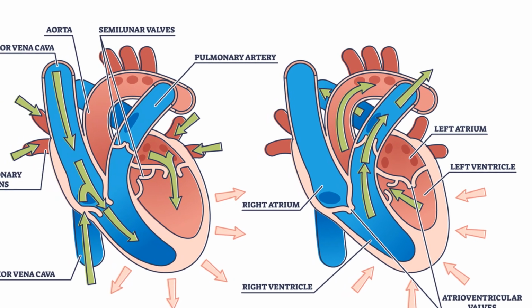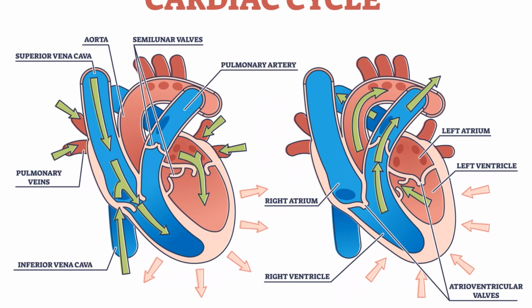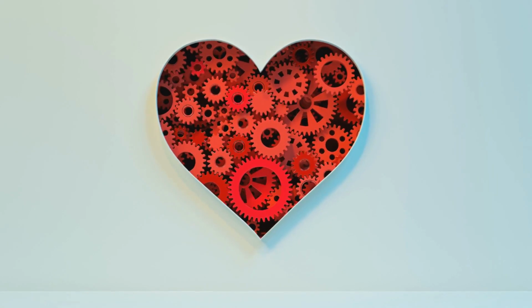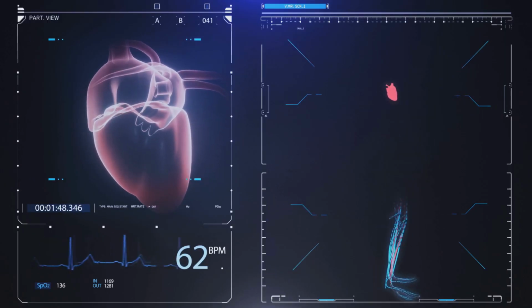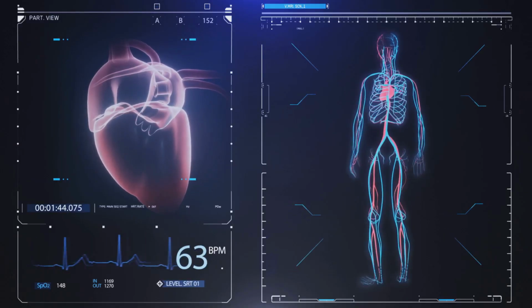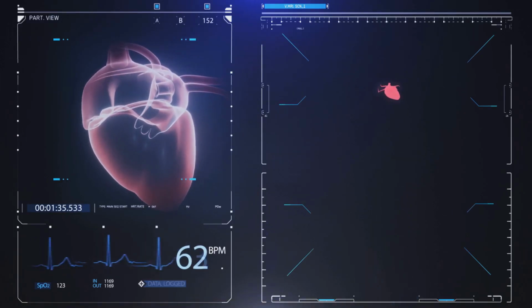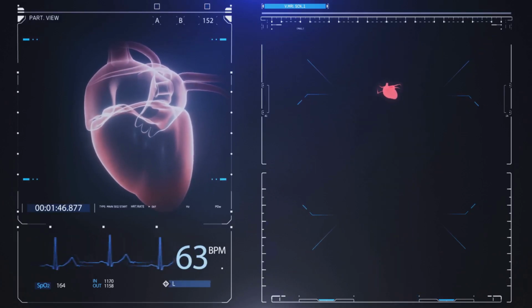Isovolumetric contraction, ventricles contract with all valves closed, pressure rises, no volume change. Ejection, semilunar valves open, blood ejected, ventricular volume falls. Isovolumetric relaxation, ventricles relax, semilunar valves close, S2 sound. Filling, AV valves open, ventricles fill passively. Atrial contraction adds the final volume, atrial kick.